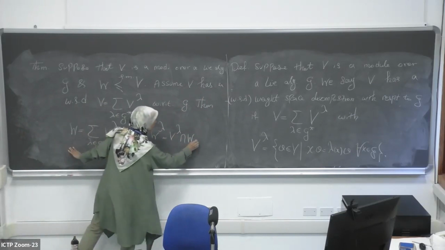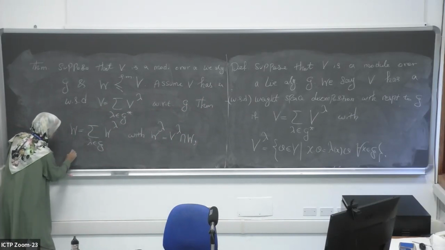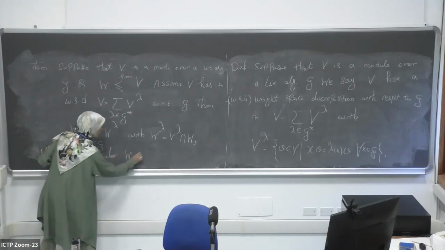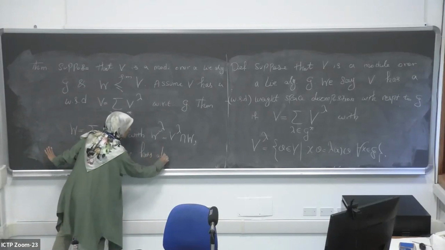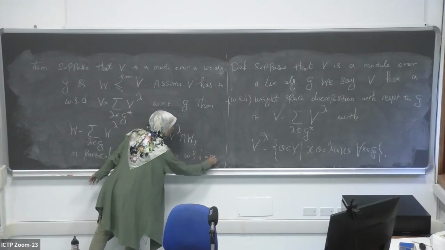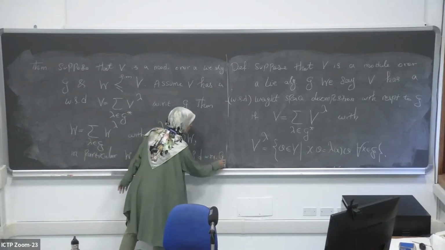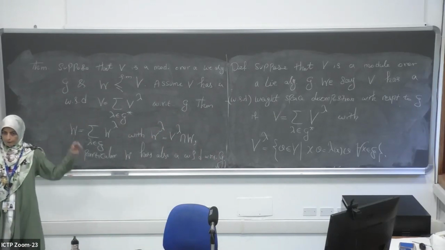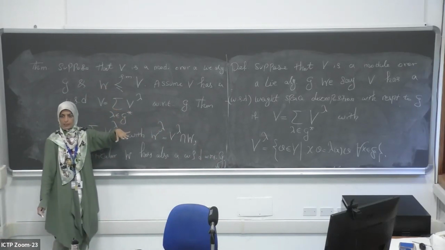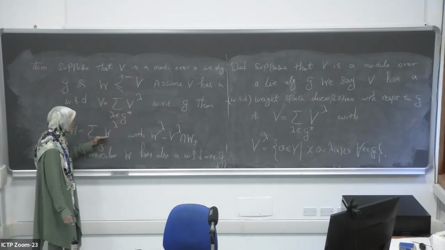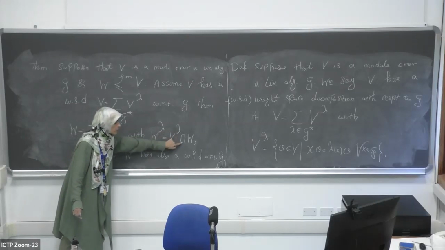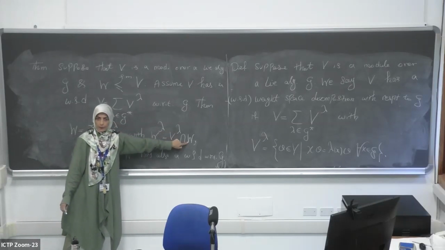In other words, W has also a vector space decomposition with respect to G. If we have a module having a vector space decomposition, then each submodule also has a vector space decomposition. And this vector space decomposition is induced from this one. We know exactly W_lambda is V_lambda intersection W. Okay?